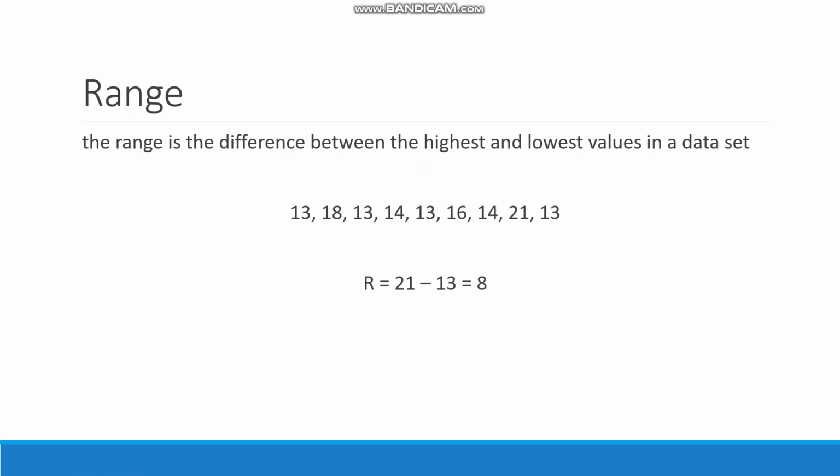Together with mode, range is counted. It is the difference between the highest and the lowest values in a data set. So given the following list of values, 13, 18, 13, 14, 13, 16, 14, 21, 13, we subtract 13 from 21 since the largest value in the list is 21 and the smallest is 13, so the range is 8.